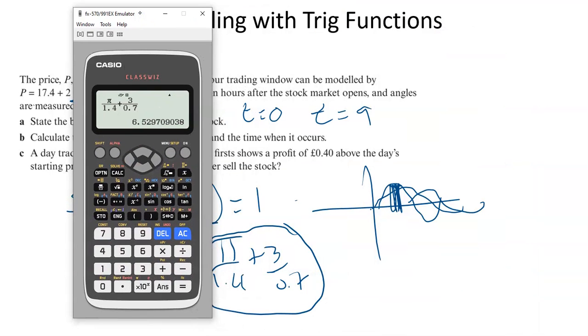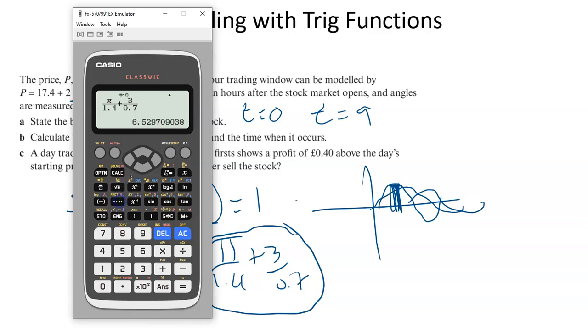Now it might want it in hours and minutes rather than in just hours and decimal. So you have got the degrees, minutes and seconds button, which also works for hours, minutes and seconds. So this is 6 hours, 31 minutes and 46.59 seconds if you need it in that form. Okay, so we've got the answer there.